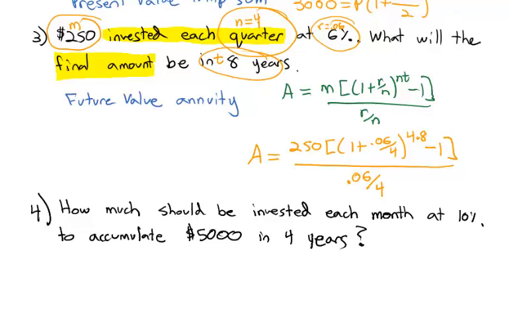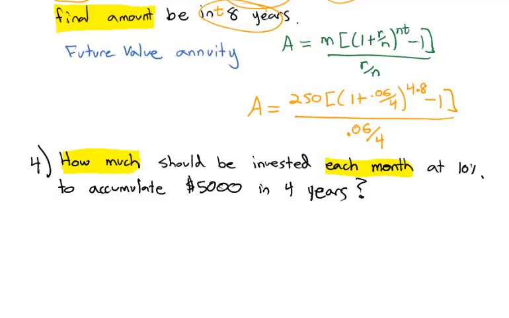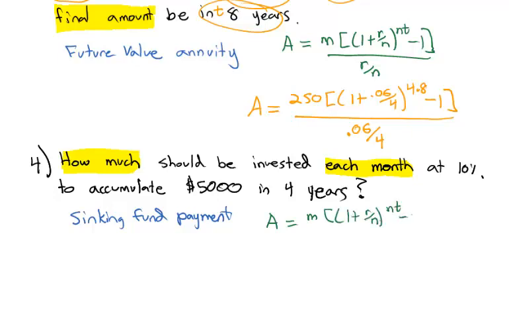So in this case, we're being asked to find how much should be invested each month. Those are regular payments, and we want to know how much should be invested. So we want to know what is that regular payment that's going into the account. What we call that regular payment that's going into an annuity is a sinking fund. We're looking for the sinking fund payment into the annuity. So if we're looking for the payment, it's called a sinking fund. Same formula, though, A equals M times (1 plus R over N) to the NT, minus 1, all over R over N.